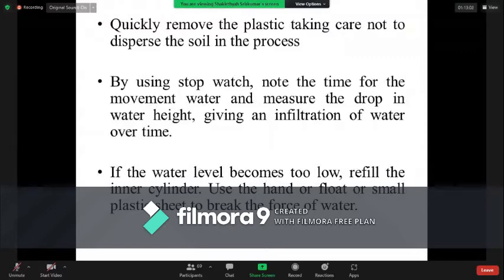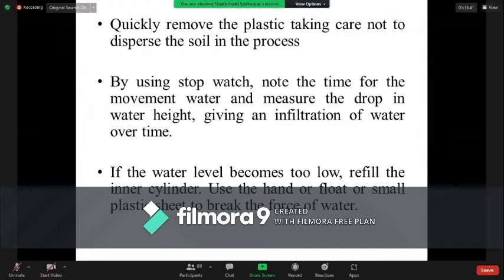Once you fill the inner cylinder, then quickly remove the plastic sheet, taking care not to disperse the soil in the process. You have to remove it very quickly and avoid the dispersion of the soil. By using a stopwatch, note the time for the movement of water and measure the drop in water height, giving the infiltration of water over time.